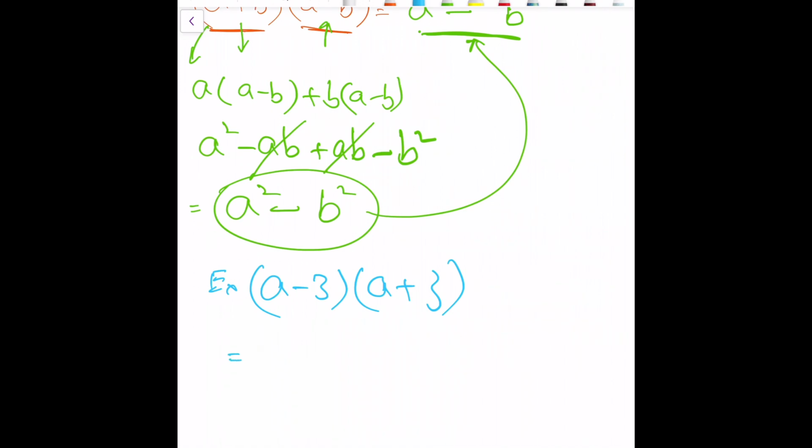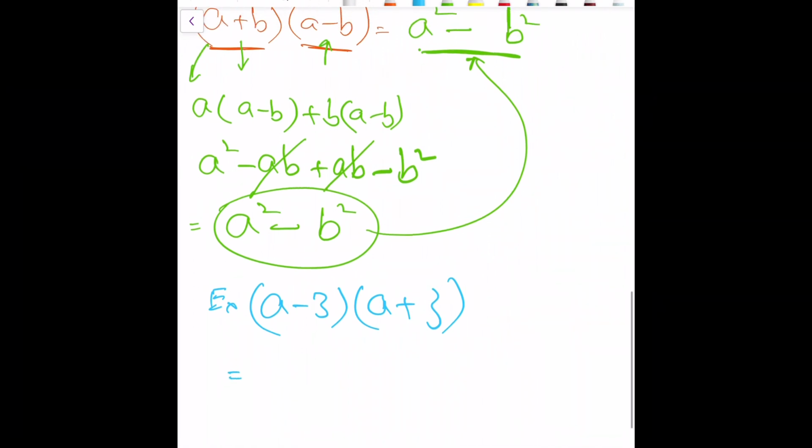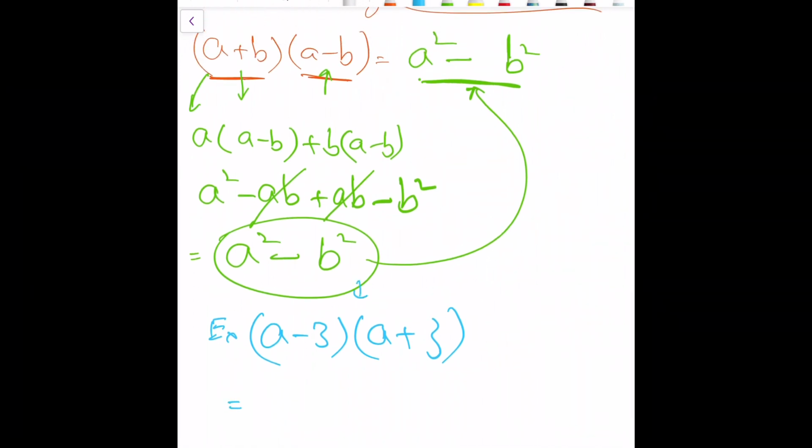So if we want to remember this answer, according to this, it is the square of the first, negative the square of the second. So simplify that: a squared is a squared, and 3 squared is 9, because 3 times 3 is 9. This is how we solve special products.